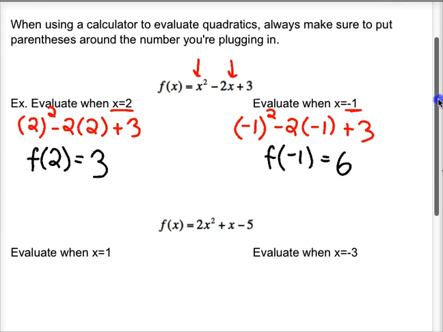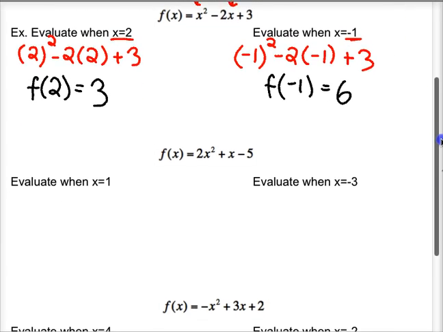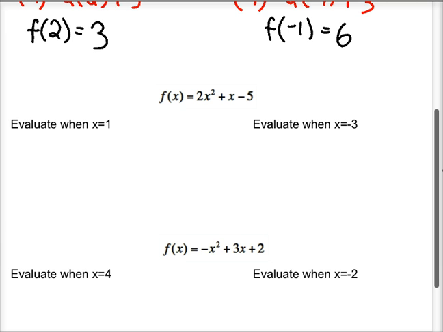Now, sometimes it'll get more complicated. Sometimes you'll have some stuff in front of that x squared. And again, it's the very same thing. So here I'm plugging in a 1. So wherever I see x, I'm putting a 1. But I'm putting that 1 and only that 1 inside a parenthesis to make sure my calculator is doing it properly.